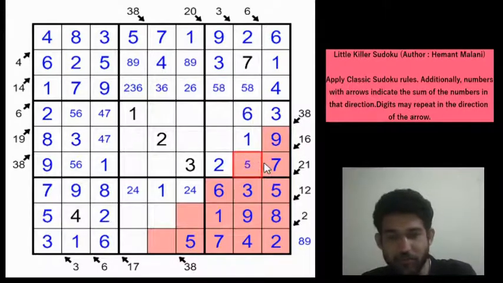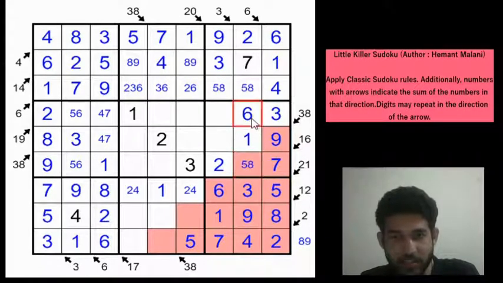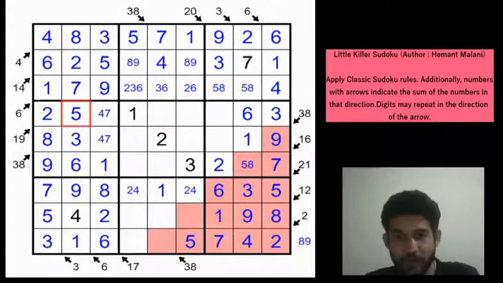The Sudoku has a very good progress. So this is a 6 now. You get a 6 here. You have to use a combination of classic and killer techniques to get the progress.